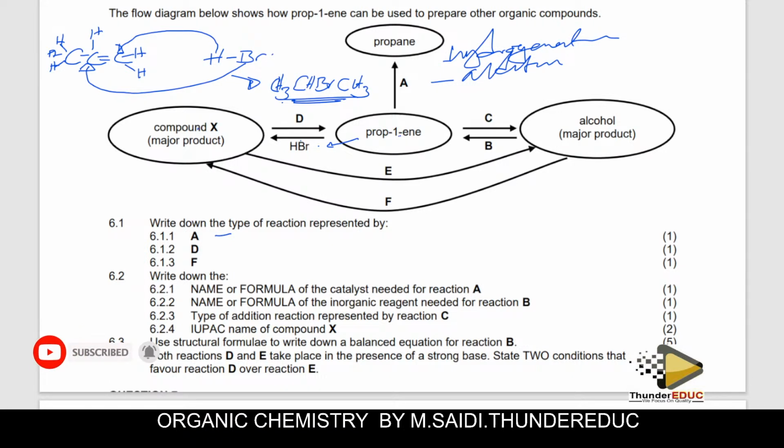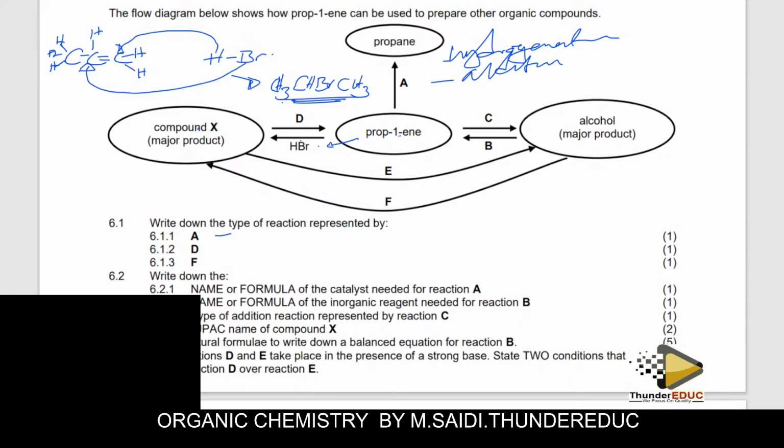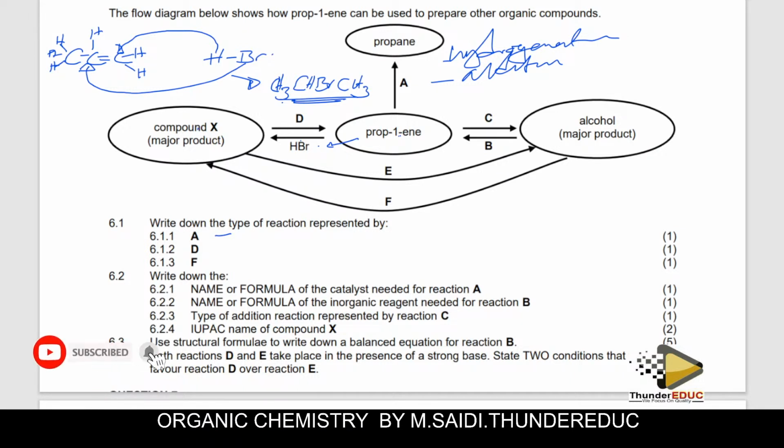What are you trying to do there? You are trying to eliminate. So when you eliminate, you are eliminating hydrogen and bromide, and then you go back to this. You are eliminating the hydrogen and the bromide. Because this is eliminating hydrogen and bromide, it's going to be dehydrohalogenation or dehydrobromination, depending on which one it is. But I prefer saying dehydrohalogenation. Yes.